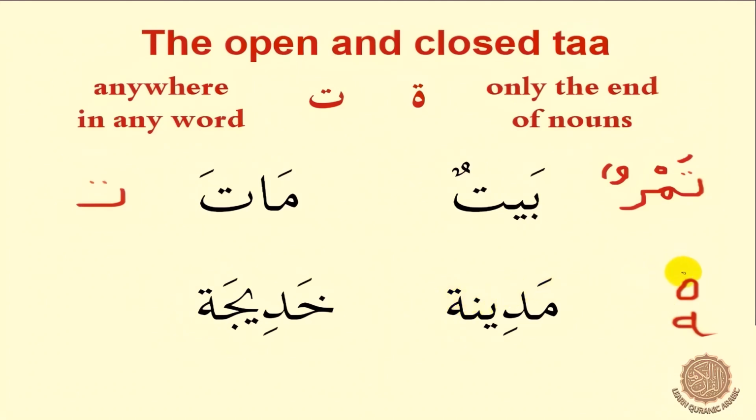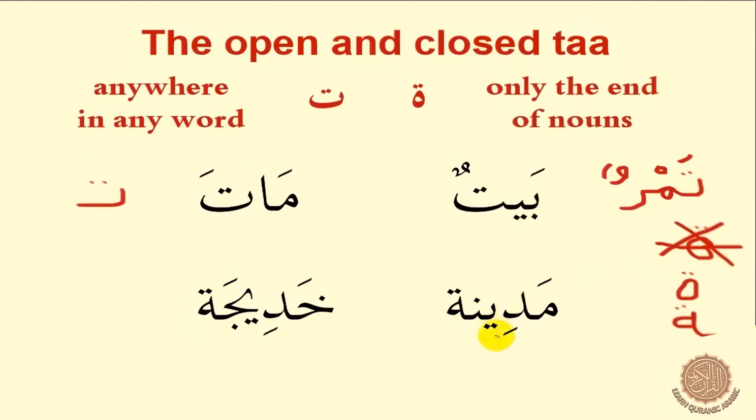So they're both ta marbutas now. Now the ha also has the medial form. If you remember the medial form, which is that. Now we said that the ta marbuta can never be in the middle of a word. It's always at the end. So this, you won't find a ta marbuta like that. That doesn't occur.